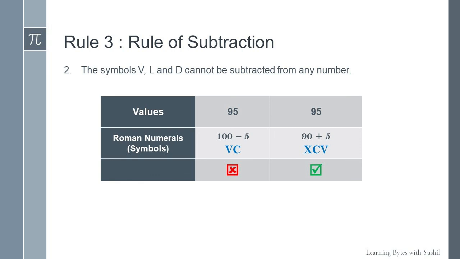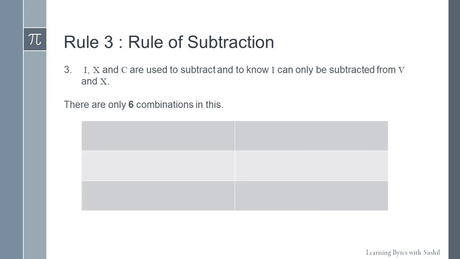So XC, remember the rule of subtraction, the first rule? If a smaller value is towards the left, then what do we do? We subtract it from the greater value. So XC, that is 100 minus 10, which makes it 90, and then we add a 5 to it. So it is 90 plus 5, 95. So XCV is the correct representation.